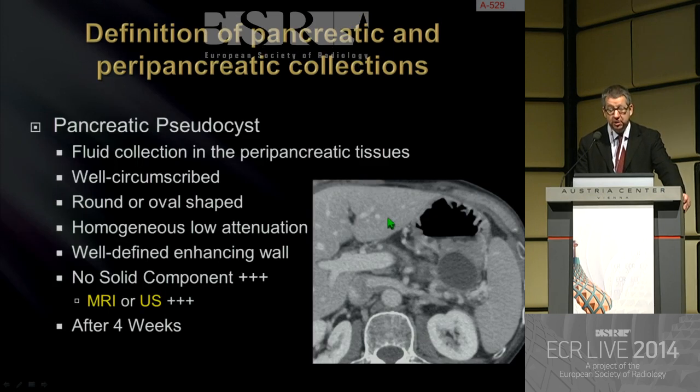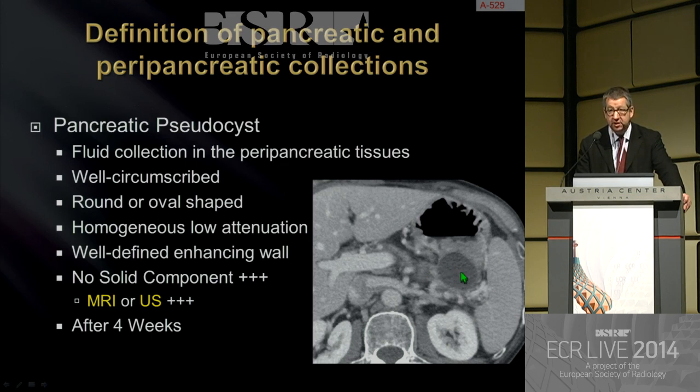What about pancreatic pseudocysts? They are defined as a fluid collection in the peripancreatic tissues with a well-circumscribed appearance. They are round or oval-shaped with a homogeneous low attenuation, and they have a well-defined enhancing wall. There is no solid component.